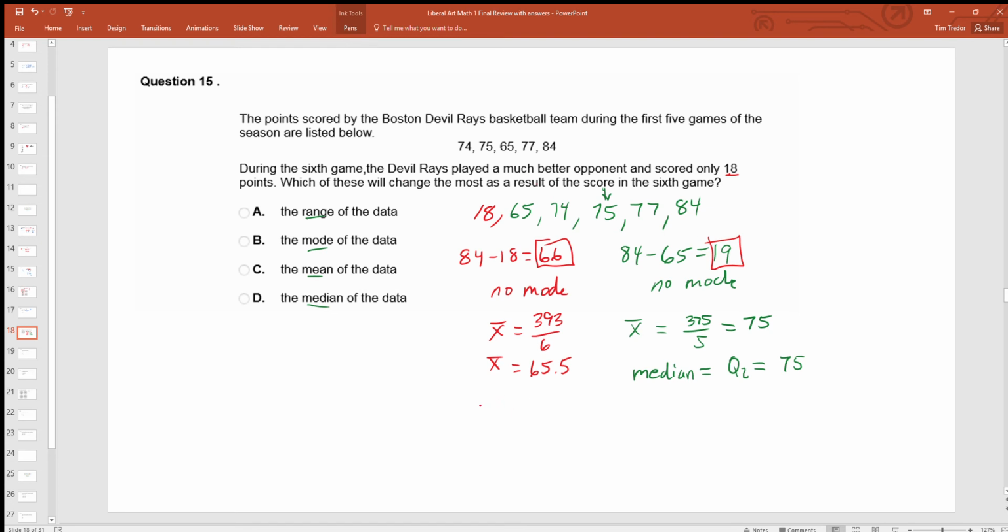Let's look at the median, the second quartile number. It's going to be the middle number. Well, we have 6 numbers, so the middle number is going to fall right in between those two, which would be 74.5. And that's almost the same as 75, so they're very close. So the mean changed a little bit. The median changed a minute amount. The mode didn't change at all because I didn't have a repeated number, but the range changed the most, from a range of 19 to a range of 66. So I'm going to select A.